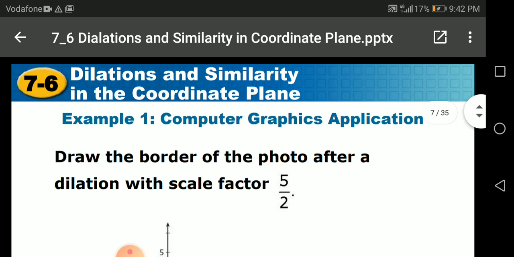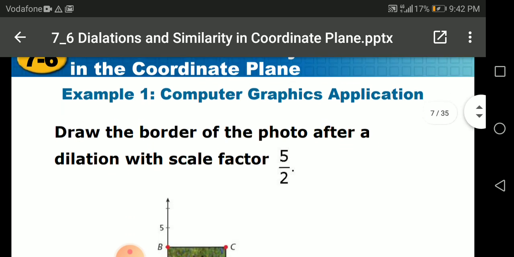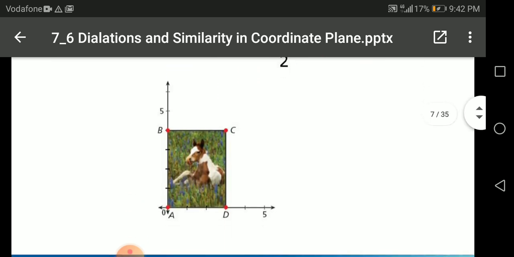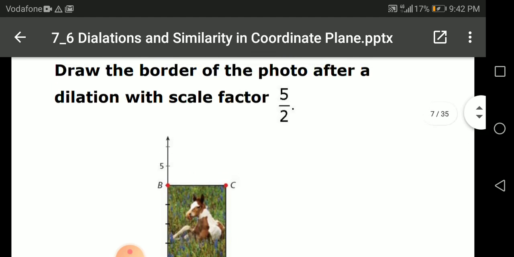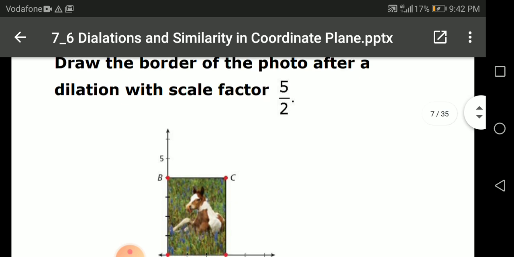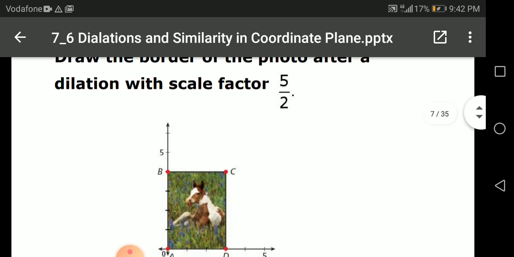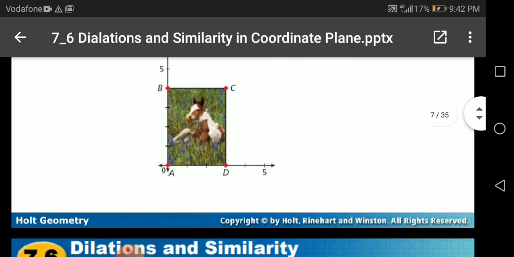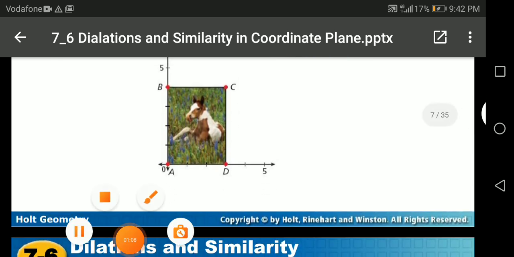We have here as an example a computer graphics application. Draw the border of the photo after a dilation with a scale factor 5/2. So we have here, guys, a picture or a photo, and it asks me to draw the border of the photo after dilation, and the scale given is 5/2. We have here some borders, as you see.